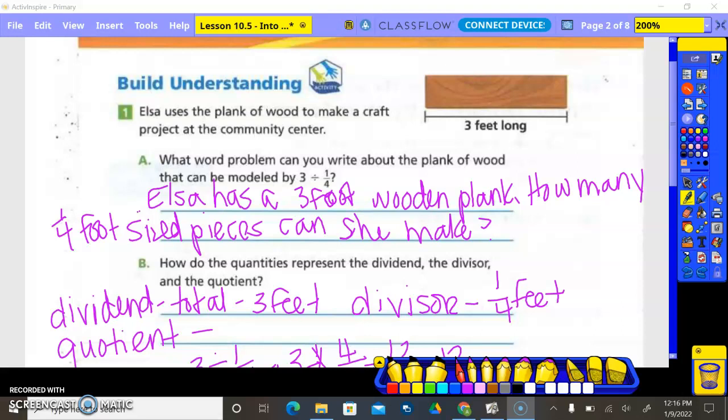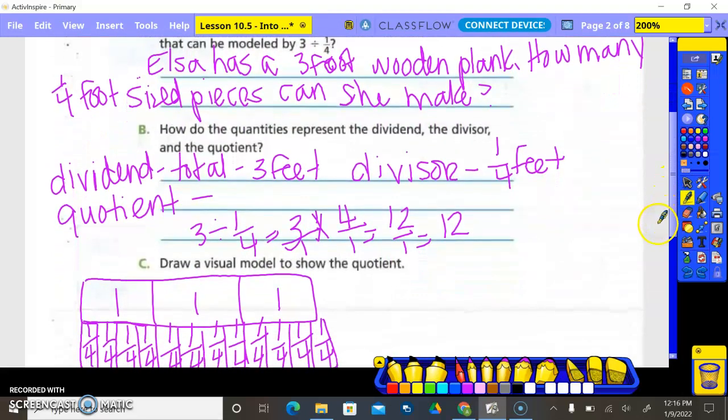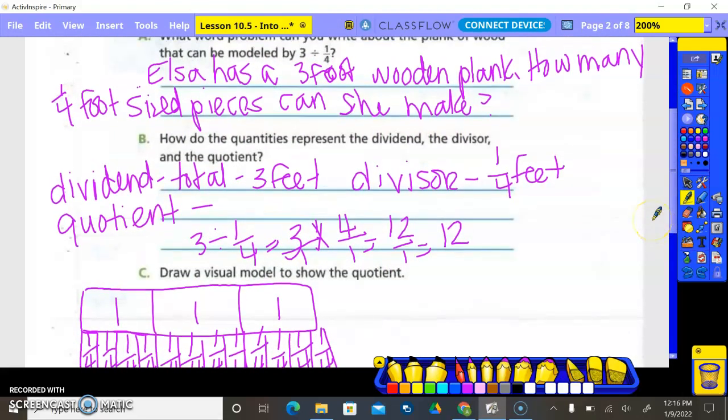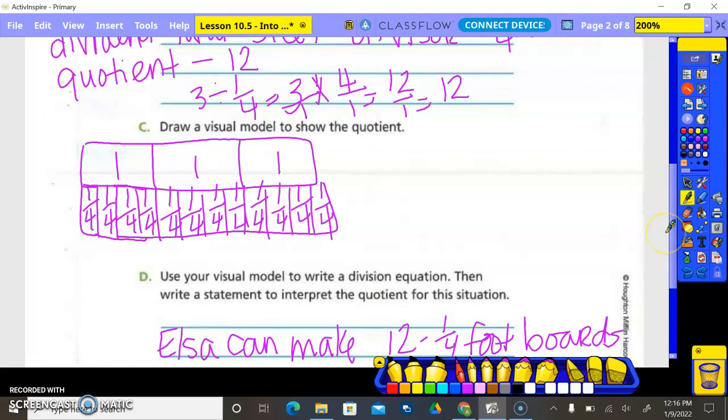Then it asks letter B, how do the quantities represent the dividend, the divisor, and the quotient? So the dividend was the total of 3 feet, the divisor is 1/4 feet, and the quotient, after working out the equation, is 12. So then it asks for a visual model. So we used our fraction strips, put 3 wholes, and then we broke each of those wholes into fourths, getting us a total of 12 sections.